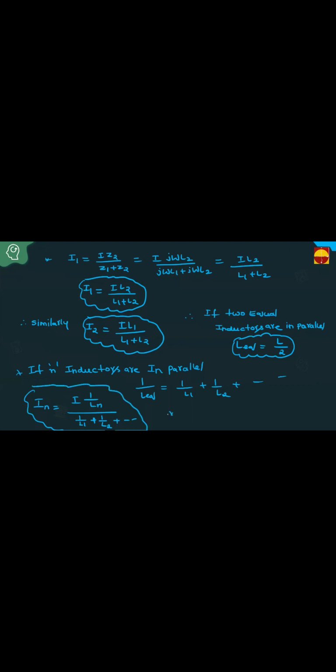If n equal inductors are parallel, L equivalent equals L by N. Clear? When n equal inductors are parallel, L equivalent equals L by N.